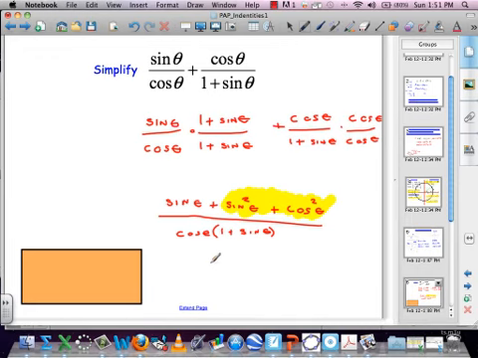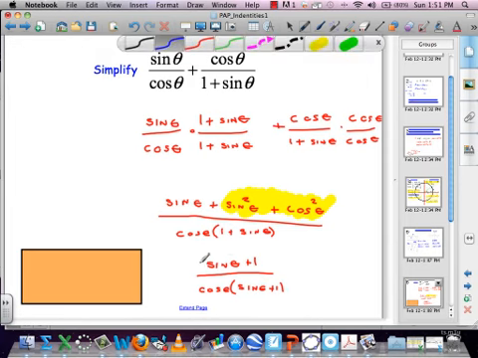So now you have in the numerator sine theta plus 1, over cosine theta times, and if I want, I can rewrite that as sine theta plus 1. So I have two terms that I can cancel out, as an unnecessary 1.